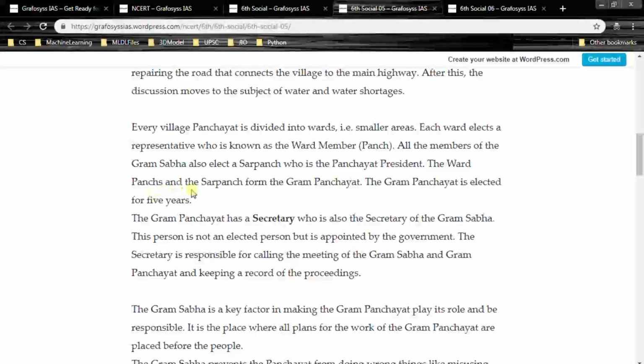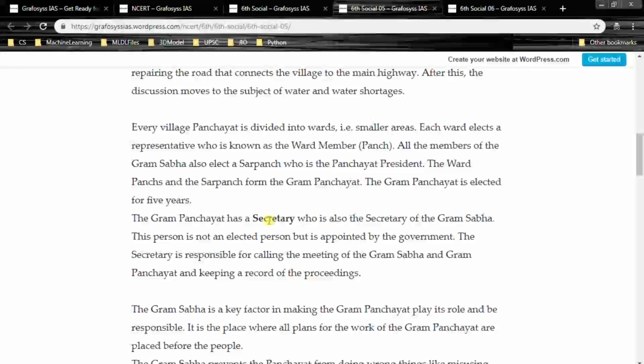The ward Panchs and the Sarpanch form the Gram Panchayat. The Gram Panchayat is elected for 5 years. The Gram Panchayat has a secretary who is also the secretary of the Gram Sabha. This person is not an elected person but is appointed by the government. The secretary is responsible for calling the meeting of the Gram Sabha and Gram Panchayat and keeping a record of the proceedings.